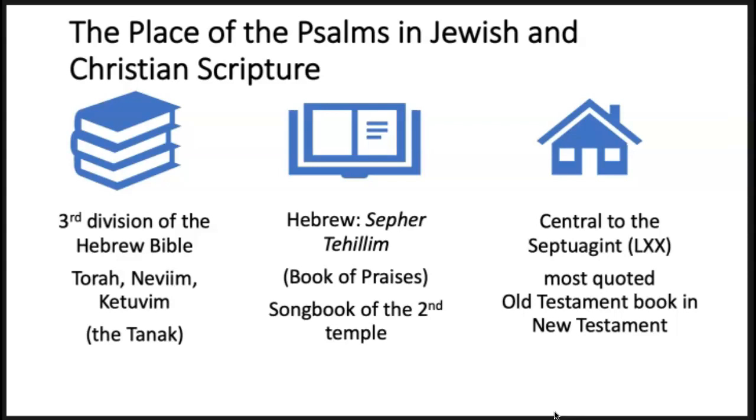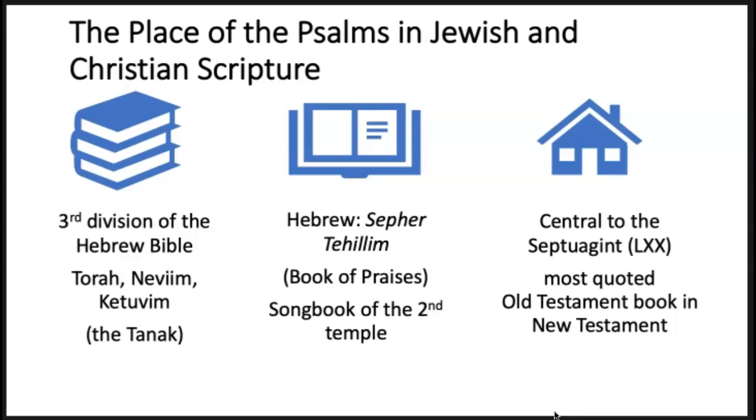That was accomplished traditionally by 70 scholars. Hence, the abbreviation for the Septuagint is the Roman numeral for 70. And the Septuagint has a different order of books of the Old Testament than the Tanakh. And in the case of the Septuagint, the Psalms fall roughly in the center of the Old Testament. And this is the book order that Christians are familiar with in our copies of the Old Testament.